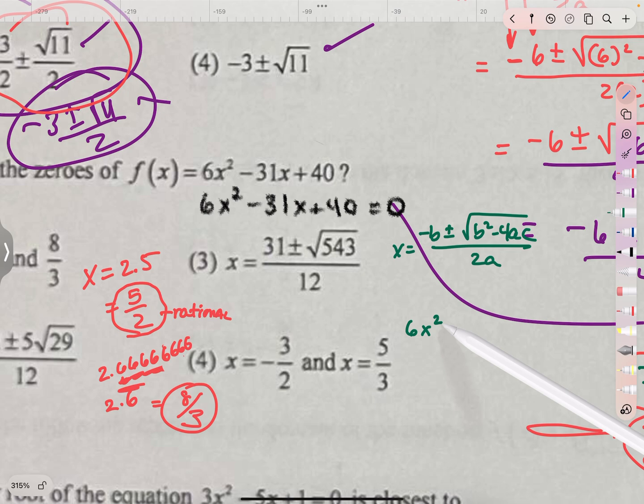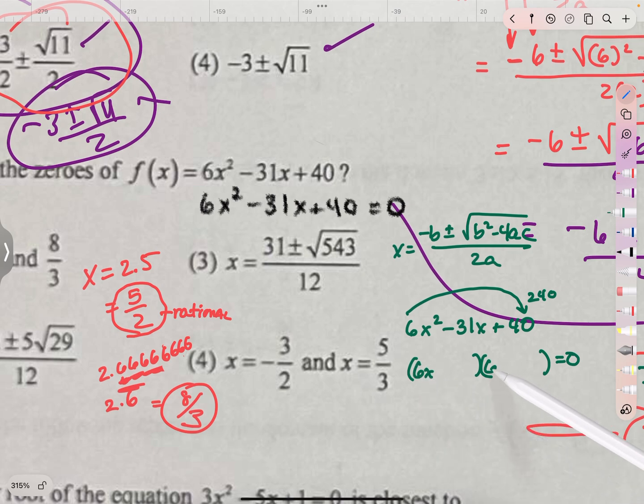So now that I know this thing has rational answers, these fraction answers, I also know that it factors. So I'm going to factor it real quick, because if your answers are rational, that means it factors. So here I've done the Australian method, is what we're calling it, because you have to put a 6 down under. And I need two numbers that multiply to 240. That's the A times C, but they got to add up to a 31.